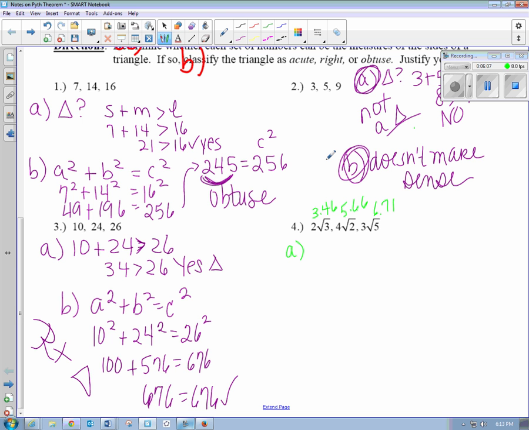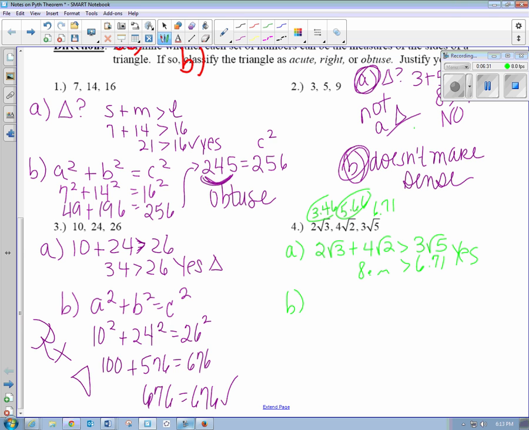So I have to see if the 2 smaller ones add up to be greater than the third. When I'm adding radicals, that doesn't really give me a great idea either, but if I have 3 point something and 5 point something, this is at least 8 point something, which is bigger than what we know 6.71 is. So yes, this is a triangle.